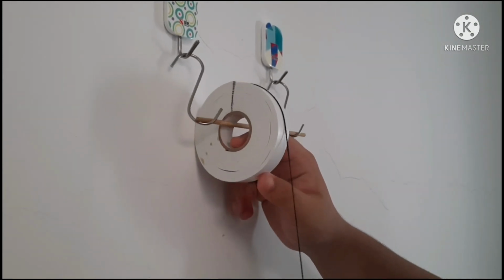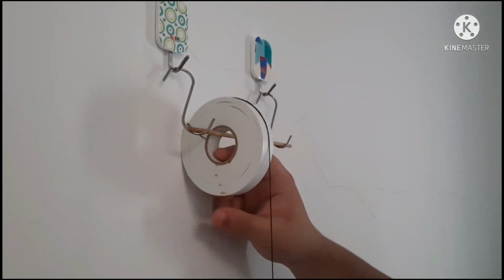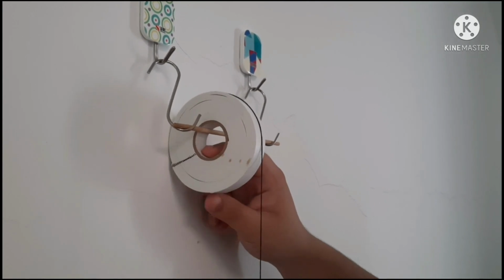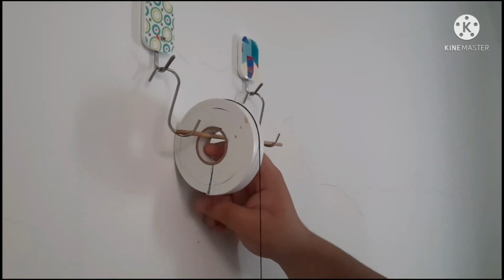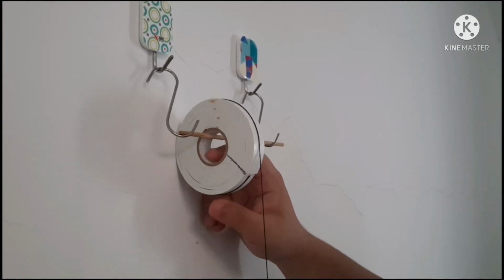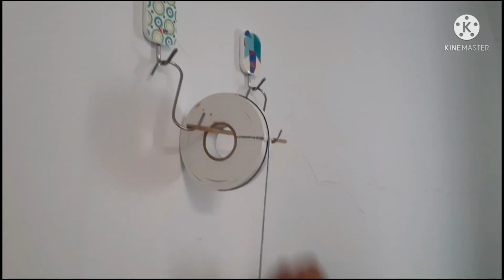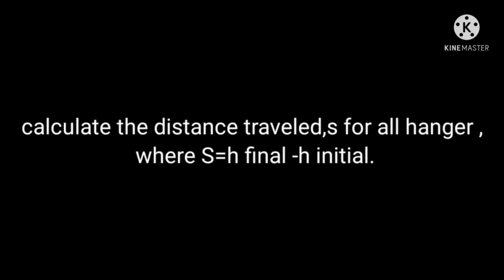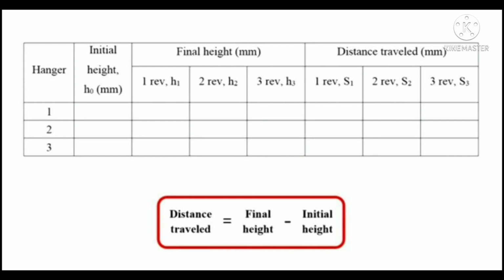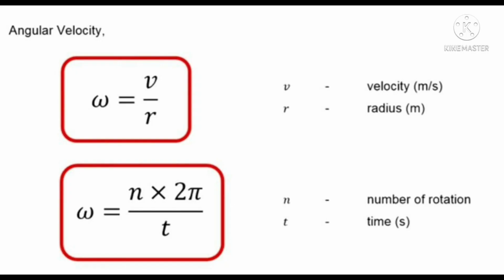Hold the shaft with the locking pin to measure the distance for the three hangers, and then repeat the step for the second and third hanger. Record the data that you have in this table. Calculate the angular velocity for the hanger and assume one revolution takes 1 second.